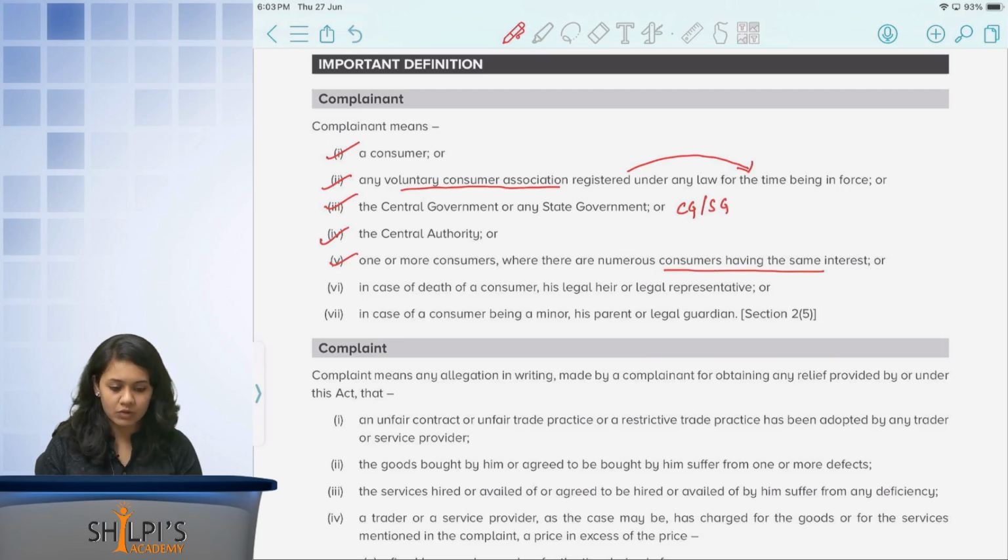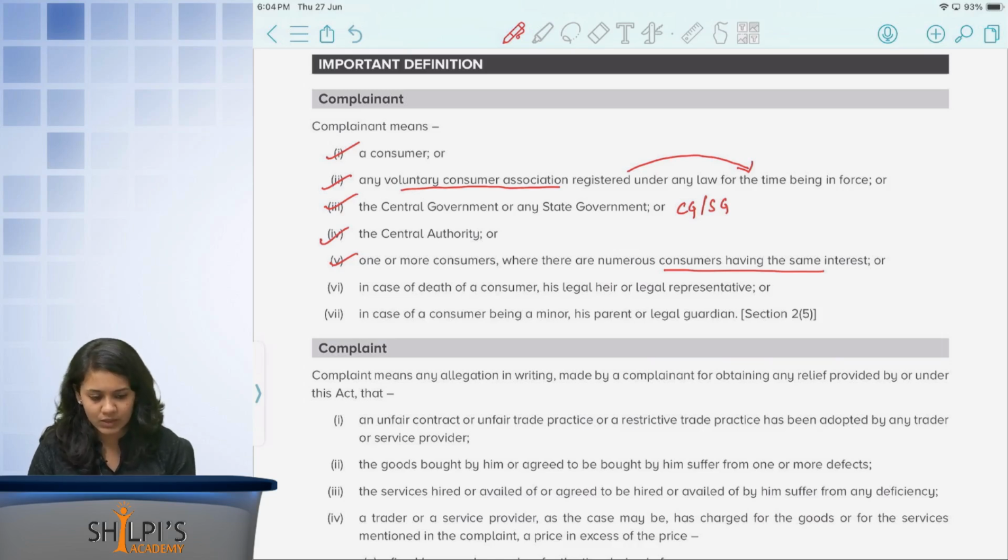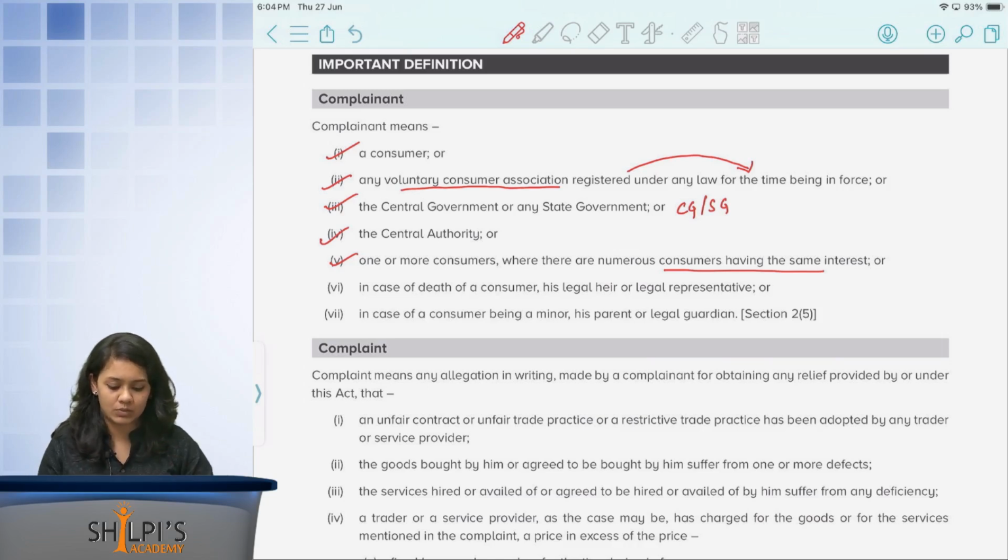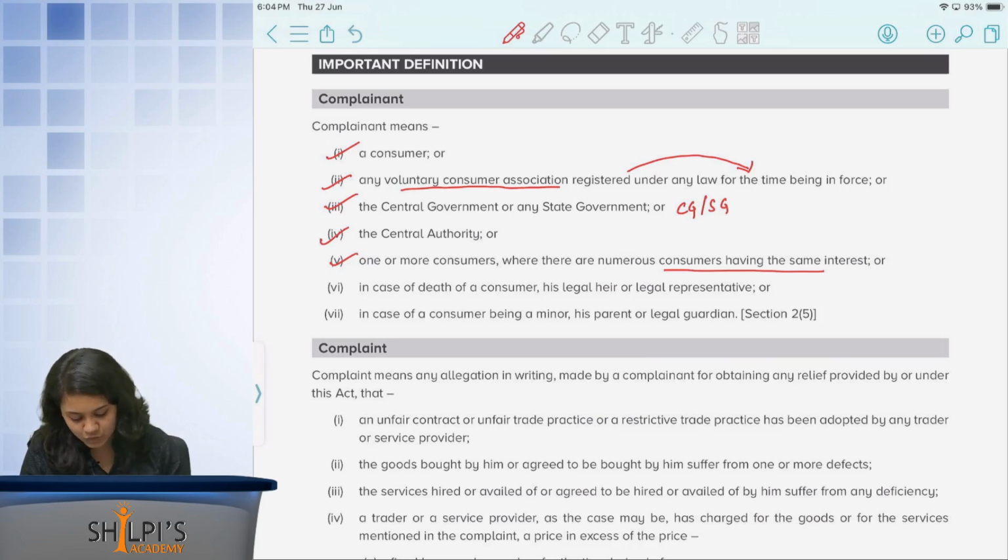Let's assume that all of us have eaten a biscuit from a particular company. I'm not naming anything over here. All of the people who've eaten that batch of biscuits have contracted a particular rash. So we can say that more than 20,000 people have been affected, but out of the 20,000 people, 1 or 2 people come together and say, okay, we'll file this suit on behalf of the 20,000 people who have been affected. That is also allowed.